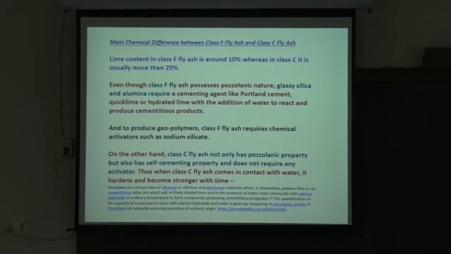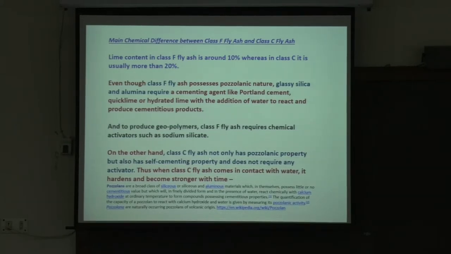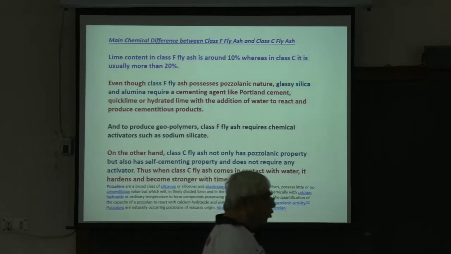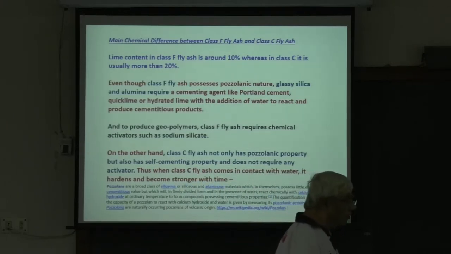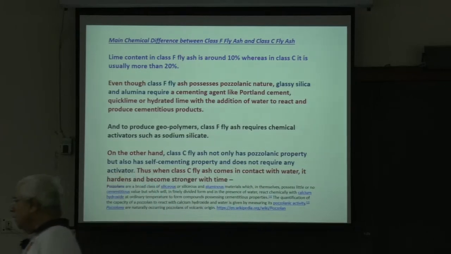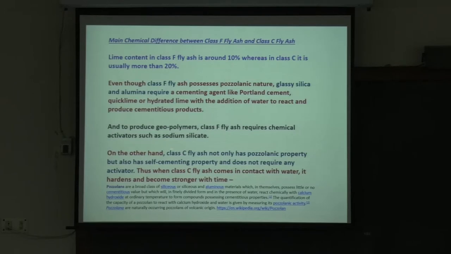Now on the other hand, class C fly ash not only has pozzolanic properties, that means it takes up water and works like cement, but it also has self-cementing properties. The class C fly ash, where you have more calcium oxide, automatically behaves like a cement. So if you put it in cement as a filler, it has a cementing property and it does not require any activator. So that is the advantage of class C fly ash.